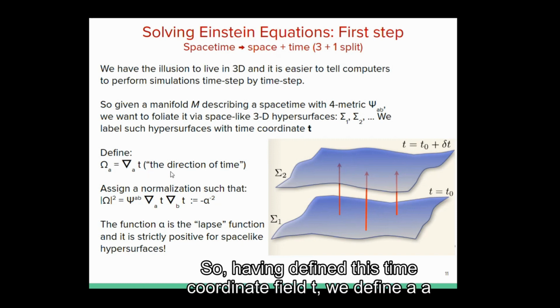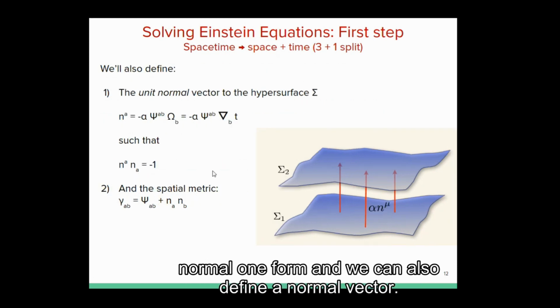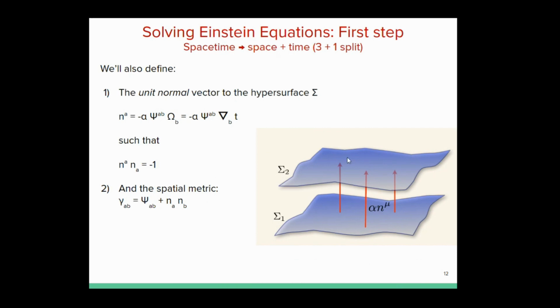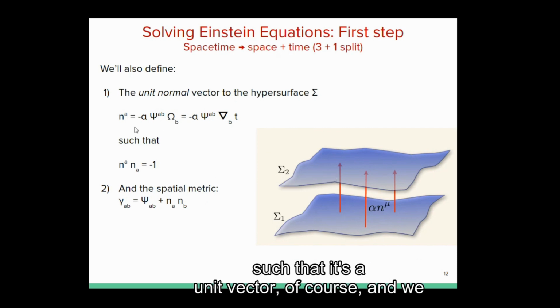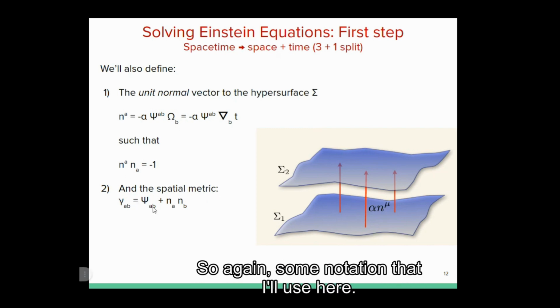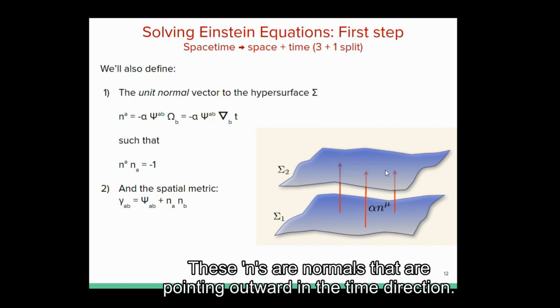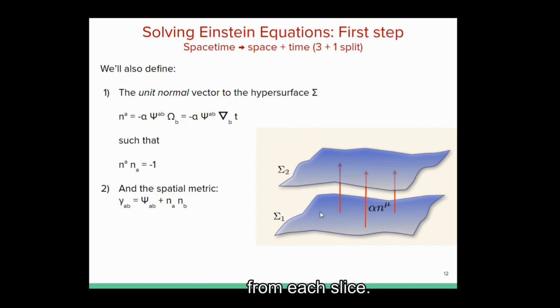So having defined this time coordinate field T, we define a normal one form. And we can also define a normal vector along that same field, such that it's a unit vector, of course. And we can define a spatial metric. So again, some notation that I've used here. Psi AB is 4-dimensional. So psi AB is the full 4D metric. And these n's are normals that are pointing outward in the time direction from each slice.